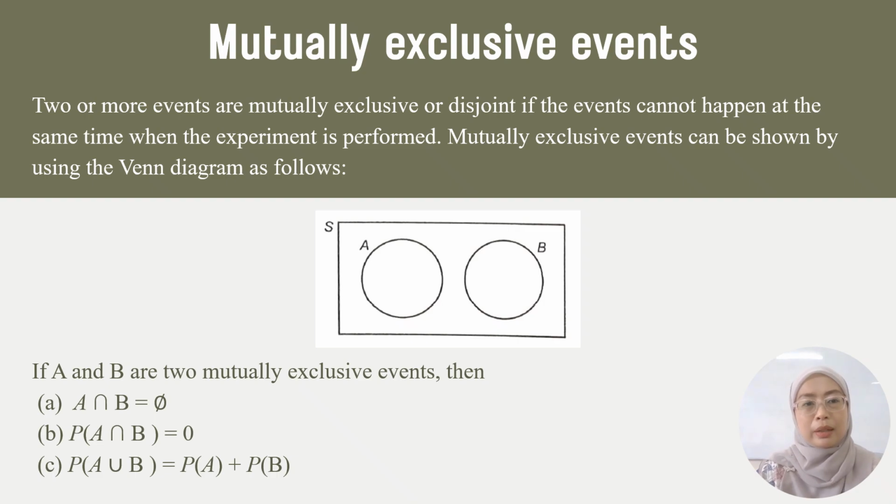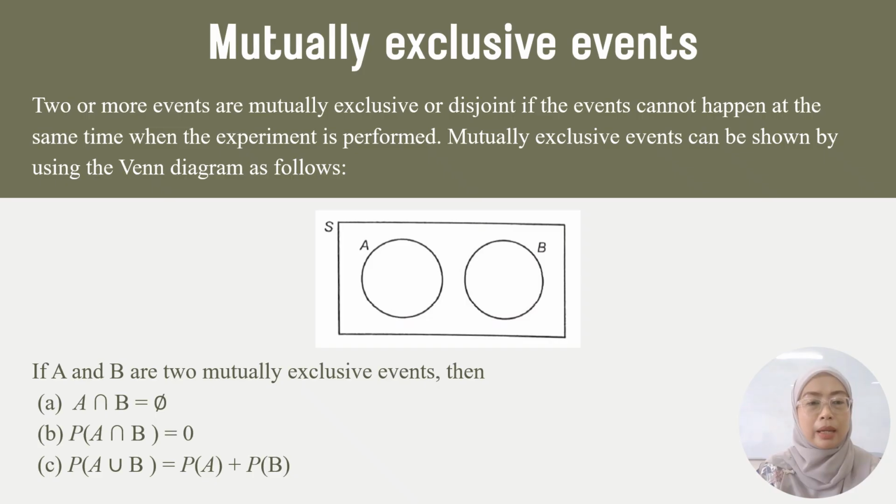Okay, now let's look at the definition of mutually exclusive events. Two or more events are mutually exclusive or disjoint if the events cannot happen at the same time when the experiment is performed. Mutually exclusive events can be shown by using the Venn diagram as follows. As you can see, there are two events in the Venn diagram, event A and event B.